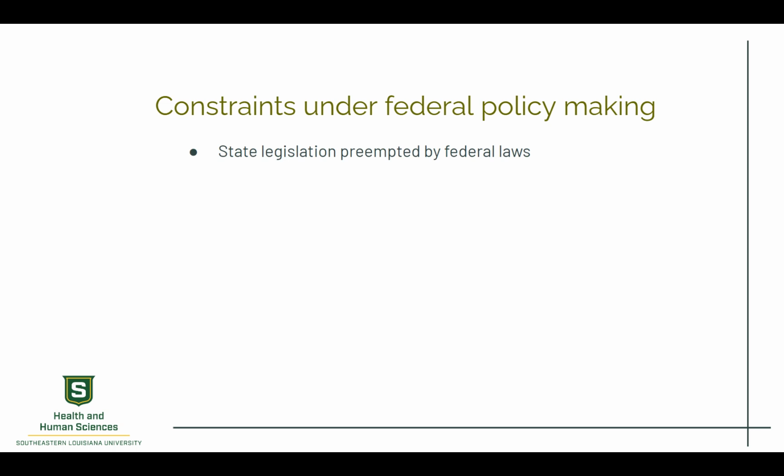So, what are some of the constraints that come with making policy at the federal level? State legislation is preempted on the federal level. Especially for some federal laws that cover all states, the states have to adopt them. So after it gets signed at the federal level, you then have to adopt it within the states. That's how the US political system is set up.